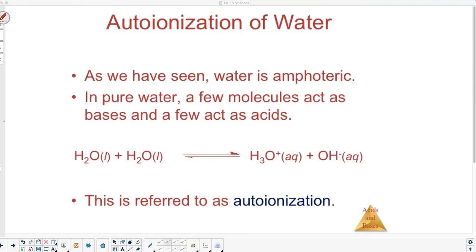As we've seen, water is amphoteric. That means water can go either way. It can be an acid or a base. In pure water, a few molecules act as bases and a few act as acids. In other words, water doesn't split up very well. As a matter of fact, it does so, but with very little concentration. You'll see what I mean in a minute.